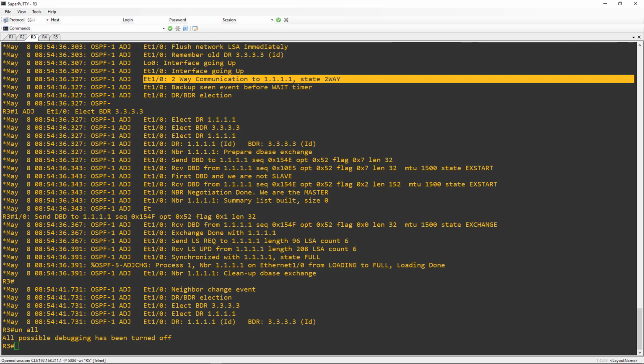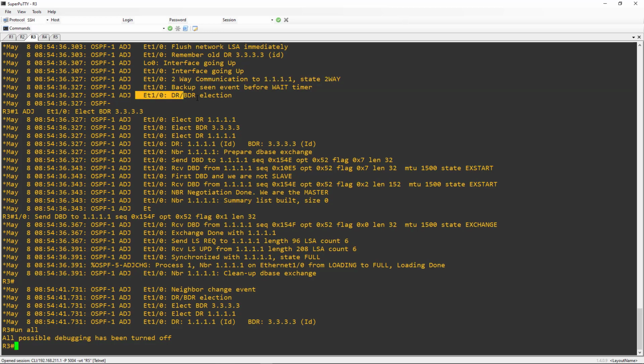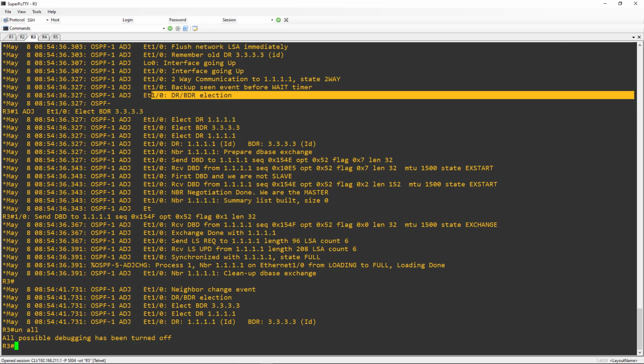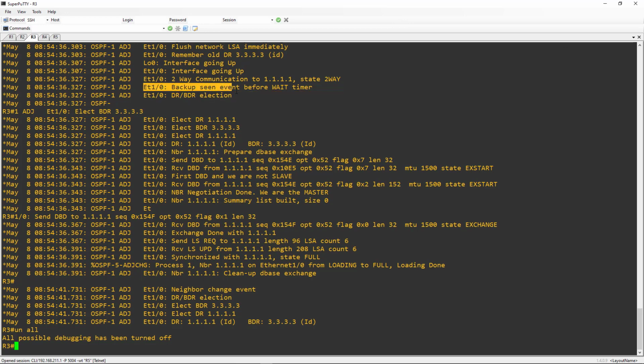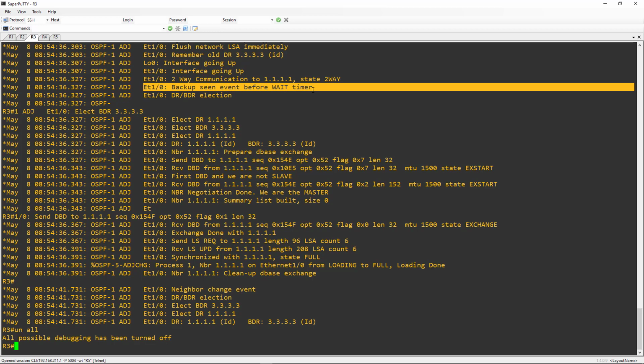Okay, so we're going through this DR-BDR election. 1.1.1.1 is elected as the DR. 3.3.3.3 is elected as the BDR, which actually doesn't make a whole lot of sense, right? Because if we go based on what the election process is, well, it's the highest priority, and we'll assume that the priorities are all the same, so it would be the highest router ID.